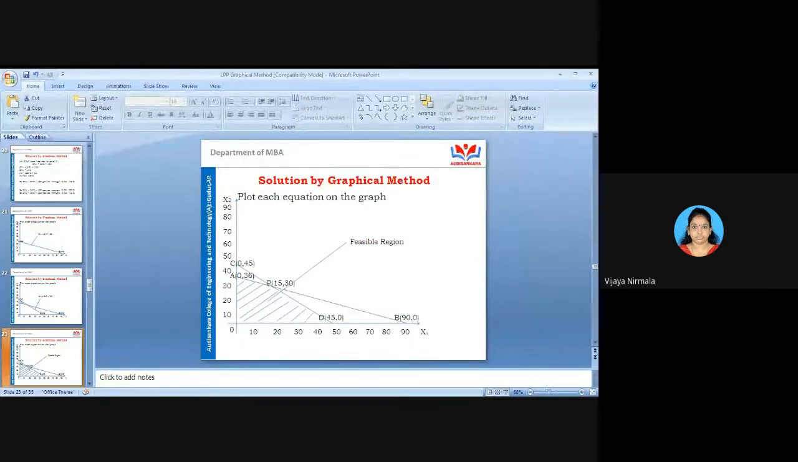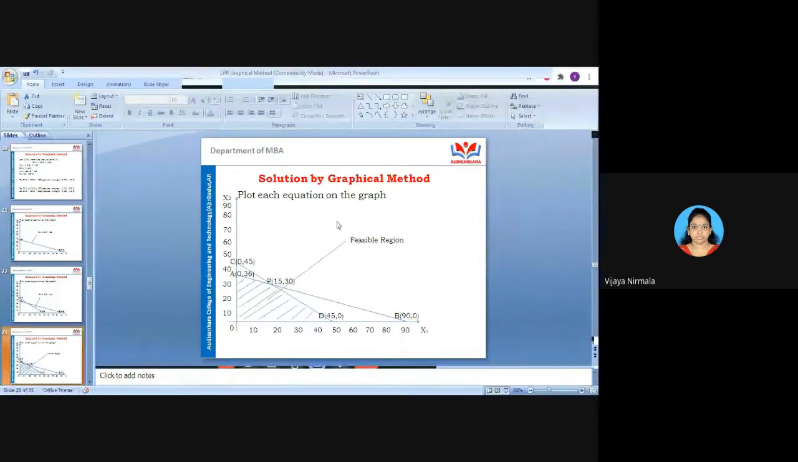Okay, now after this, the corner points. See, have you seen the corner points here? A, C, P, B, D. We need to see which of these are corner points. First of all, you need to shade the feasible region.